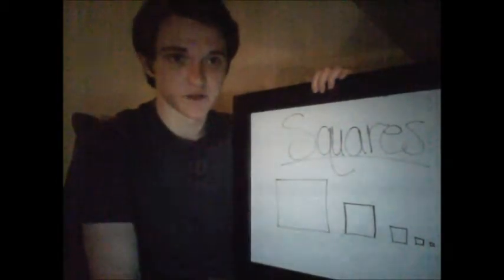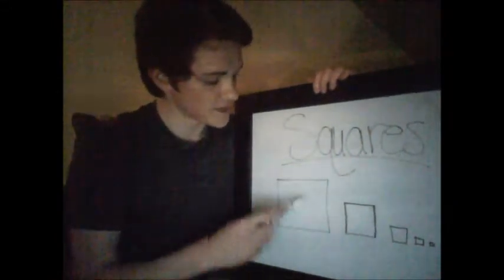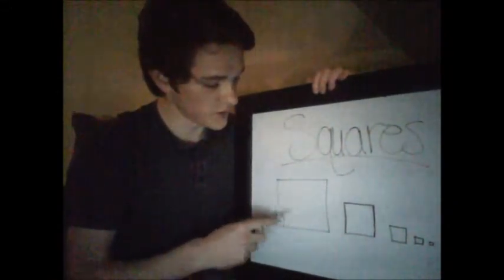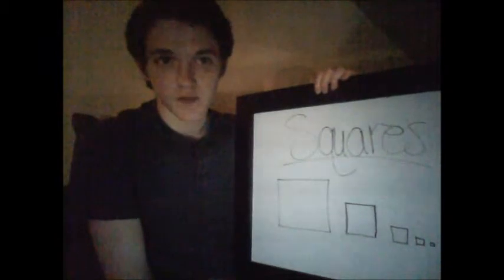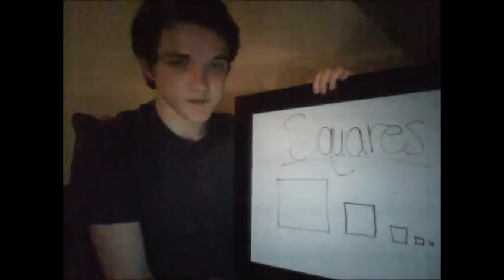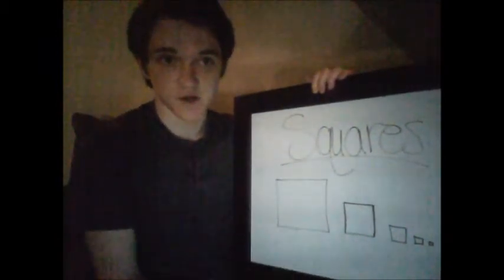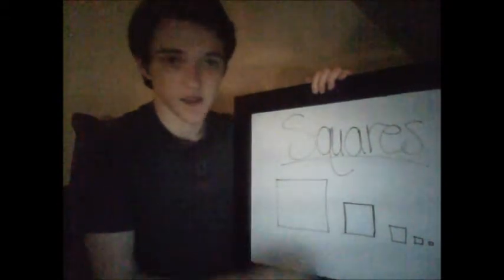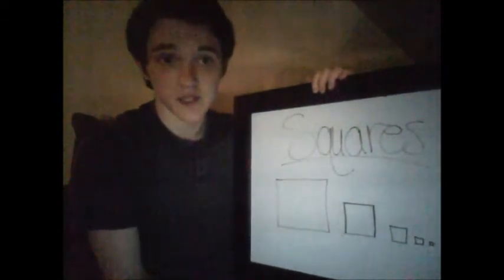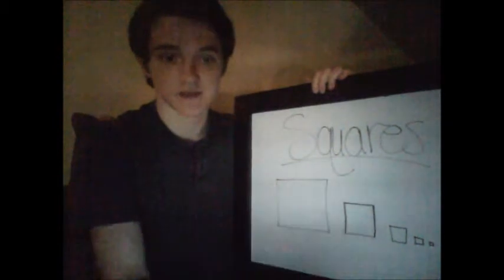Our next polygon to learn is the square. Squares have 1, 2, 3, 4 sides. No matter how large or small a square is, if it has 4 sides that are all the same length, it's a square. But only if all 4 sides are the same size.